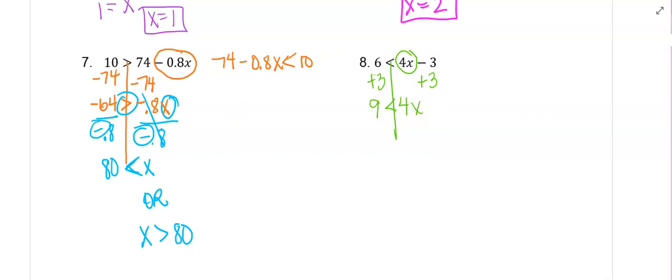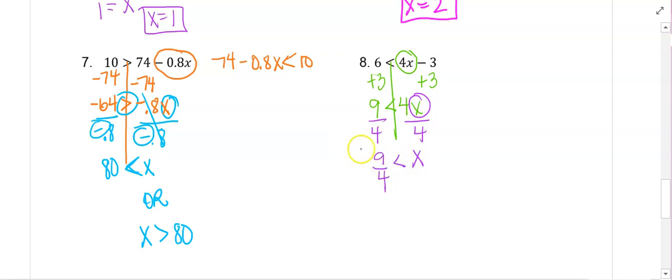So again, ask yourself the 3 questions. What do I want to get by itself? The x. What do I want to get rid of? The times 4. How do you get rid of times 4? Divide by 4. So you have x, and I didn't have to flip anything, is 9 divided by 4, which is actually going to reduce. Oh, actually, it doesn't reduce. That's it. I was thinking it goes in half, but it doesn't. If you ended up giving me the decimal number, I would be okay with that.